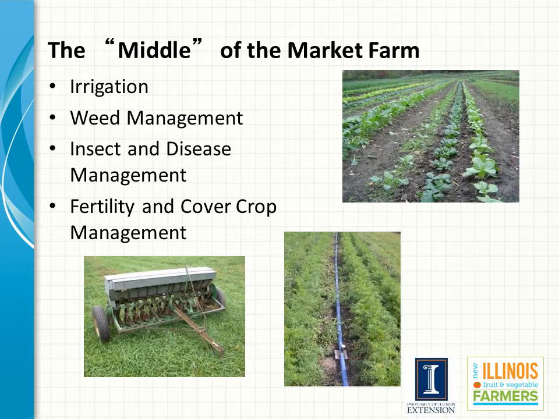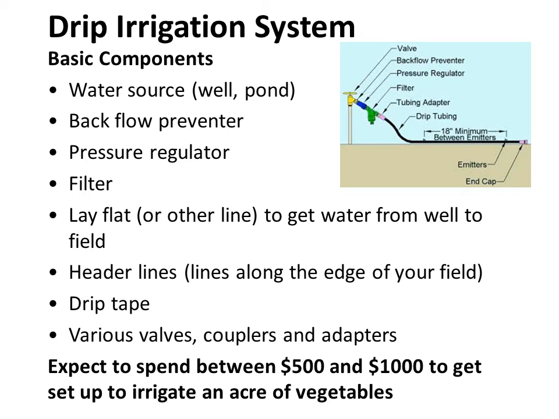Finally, we will move on to the equipment that emphasizes the middle of the market farm. These are tools that emphasize irrigation, weed management, pest management, and fertility/cover crop management. We will cover irrigation in more detail in the next session, but it is worth mentioning here as part of the larger continuum of tools on a small farm. It is important to start thinking about the different types of irrigation for different types of production systems. Drip irrigation for transplanted/plastic bed production, and overhead irrigation for direct seeded crops. This slide covers some of the basic components of a drip irrigation system.